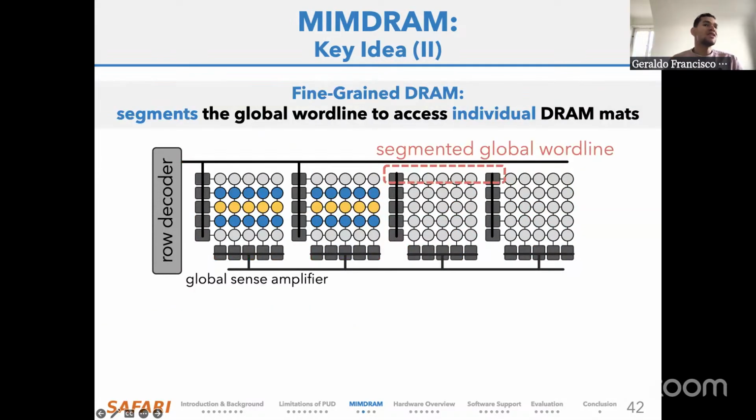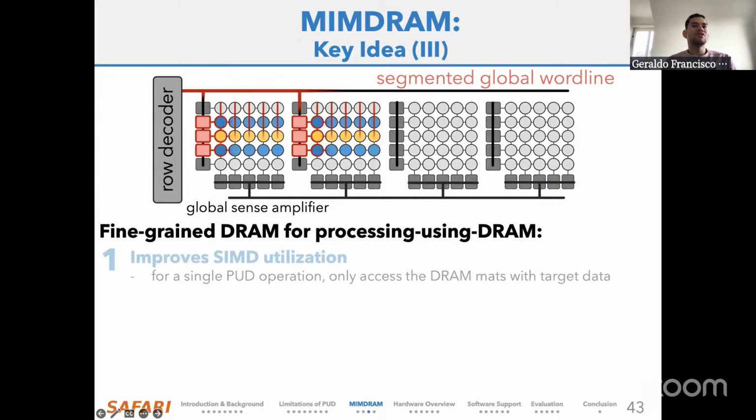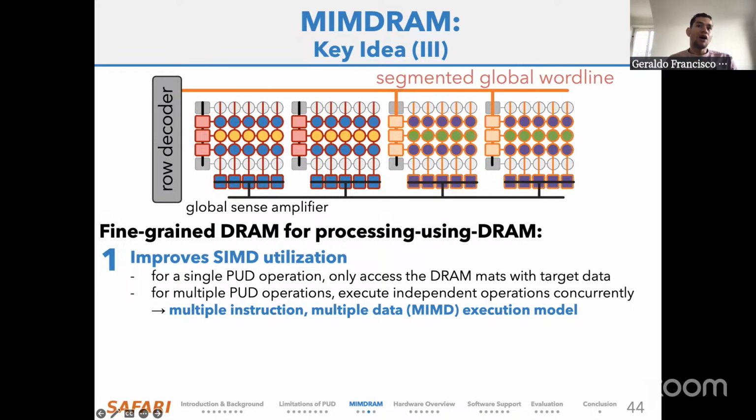Fine-grained DRAM architecture has been previously proposed for energy-efficient DRAM access, but here, in the context of process using DRAM, fine-grained DRAM provides three main benefits. First, it improves SIMD utilization for a single process using DRAM operation by accessing only the DRAM matrix with the target input operands. Also, we can leverage the unused DRAM matrix to concurrently execute independent process using DRAM operations in a multiple instruction, multiple data execution model.